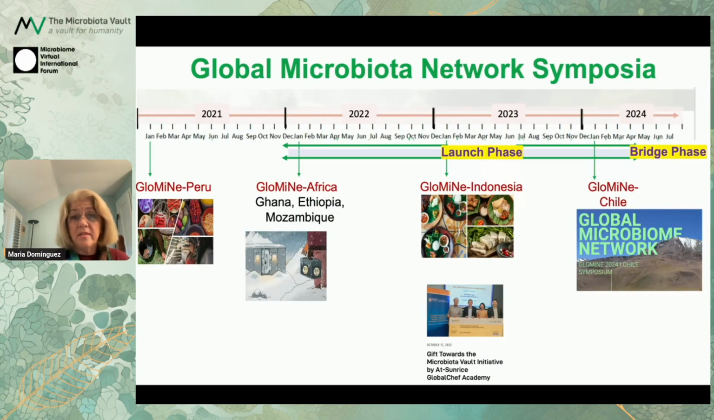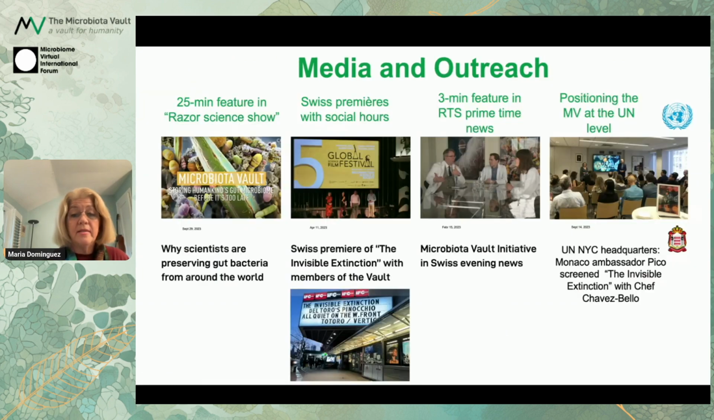And we have a history of these events, the GLOMINE, the Global Microbiota Network. The first one was in Peru in 2021, the next year in Africa with Ghana, Ethiopia, and Mozambique. The next one was in Indonesia, and the next one was in Chile, and this one is really global. We have made a lot of effort to make noise and visibility and try to promote the need to preserve, not only in Switzerland, where there was a lot of visibility because the launch phase was there, and we are trying to make the repository there.